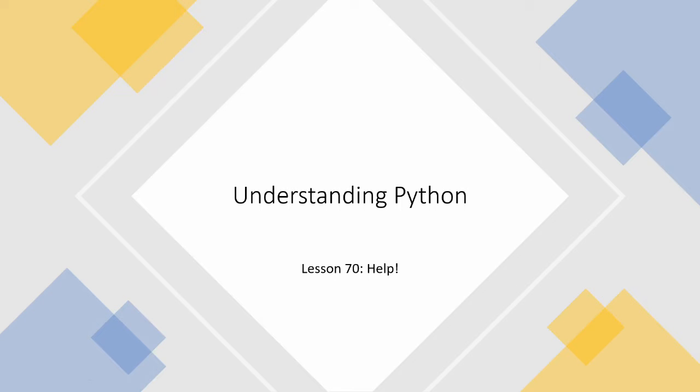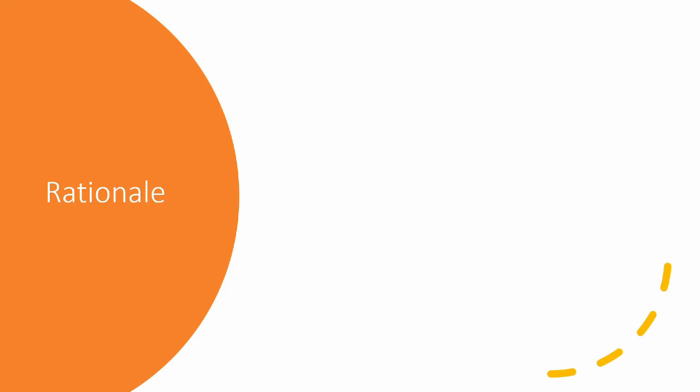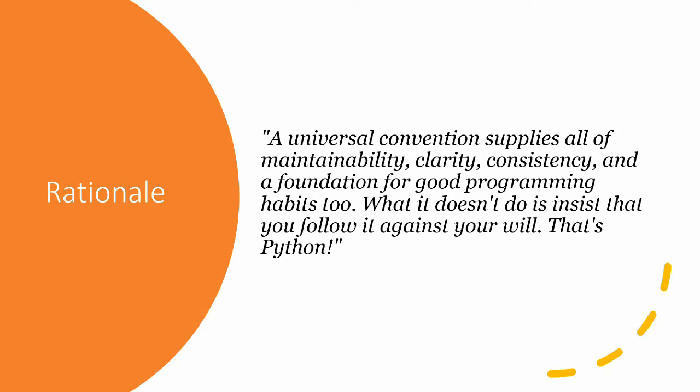Welcome back. Today we're going to be looking at how you can get help in Python and how you can give help to others. And one of the big things behind this is docstrings. So the rationale behind Python and docstrings is that you have this universal convention, and it makes it clear for everyone and encourages good habits rather than bad ones. And that's what Python aims to do.